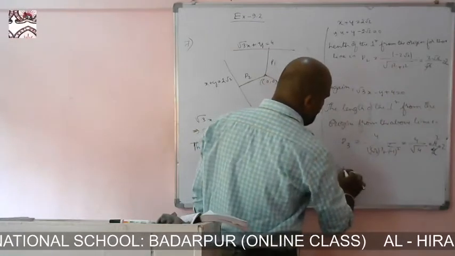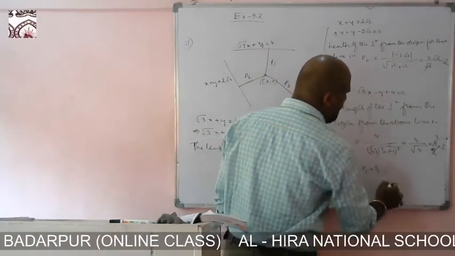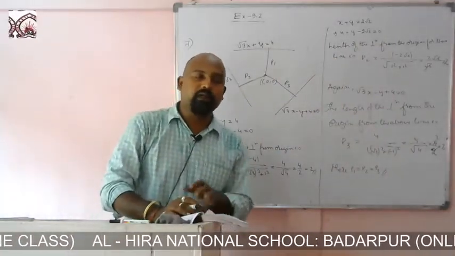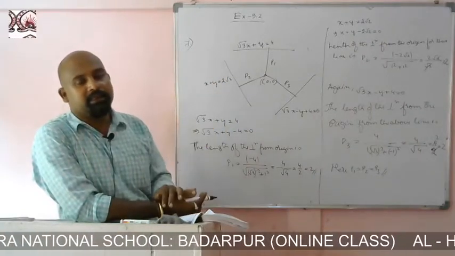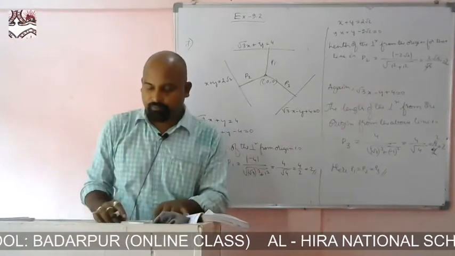Here P1 equal to P2 equal to P3. Then you can say that the lengths of the perpendiculars are equal from the origin to each line.